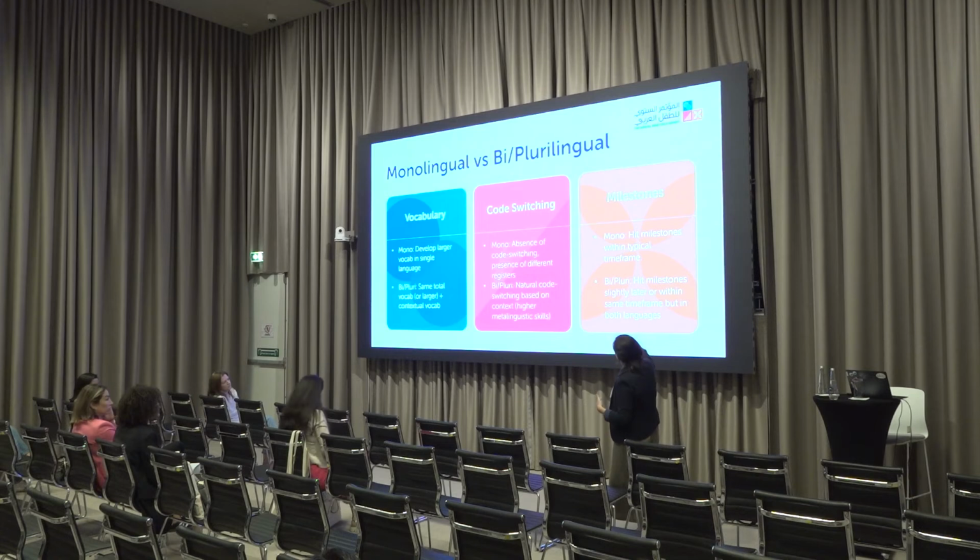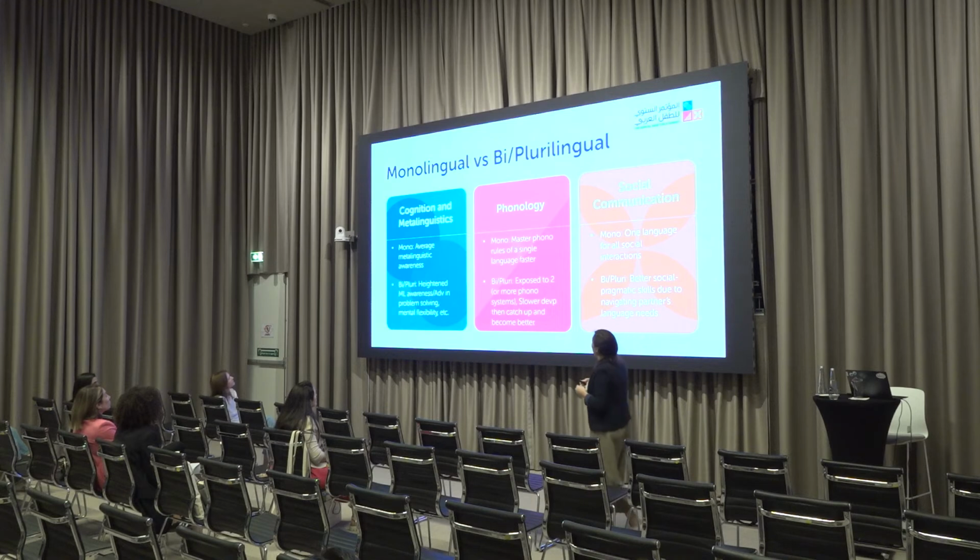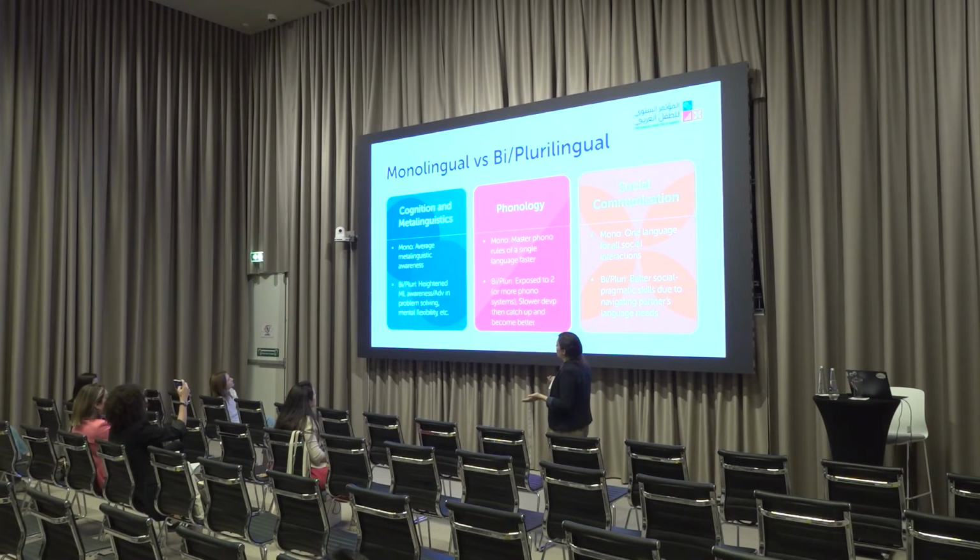For the milestones, monolingual kids usually hit milestones within a typical time frame, but we also talked about Arab kids or bilingual kids hitting the milestones slightly later. But again, if you add all the vocab they have from different languages, at the end of the day, the milestones are hit at a normal pace, even better than monolingual kids. The last couple of distinguishing factors are cognition and metalinguistics. Usually monolingual kids have average metalinguistic awareness. Bilingual kids have a much heightened metalinguistic awareness and an advantage in problem solving, mental flexibility, anything that requires all of these skills.